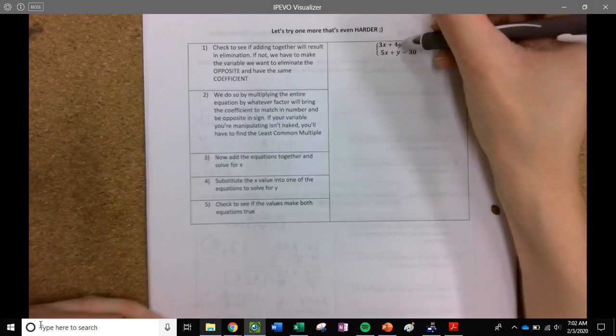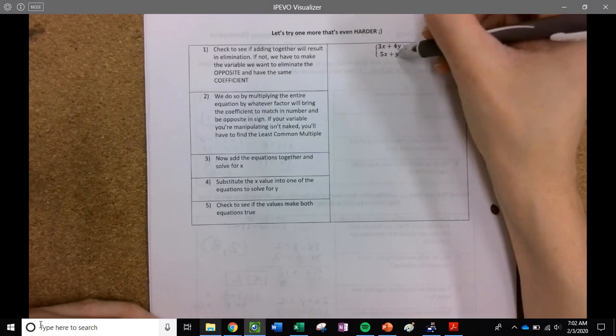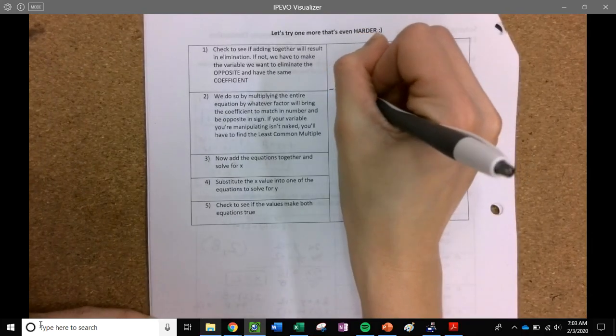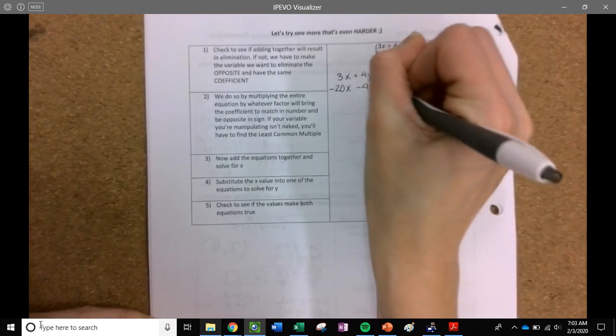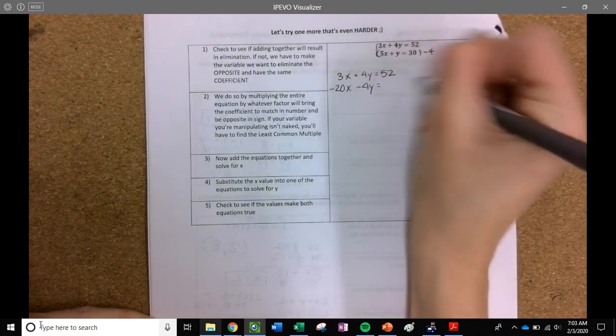The least common multiple between 4 and 1 is 4. Well, this guy already has a 4. That means I only have to manipulate the second equation to make this work. I'm going to keep the first equation the same. Okay? And then I'm going to multiply the second equation to make the y a -4. I have to multiply the whole thing by -4. So that's going to give me -20x minus 4y, ding, ding, ding, we got it, equals 30 times -4, -120.